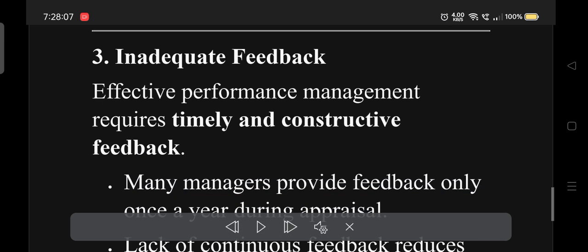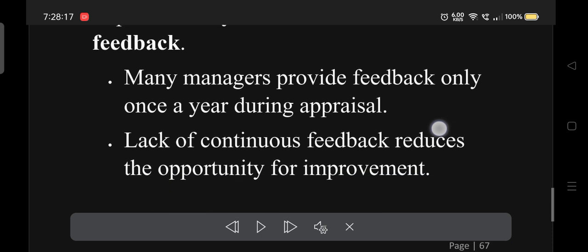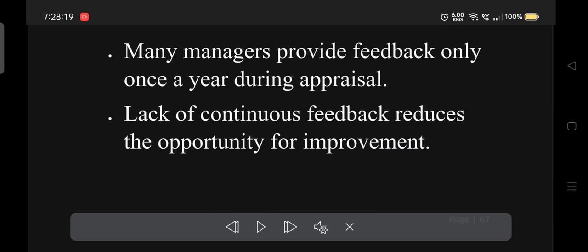3. Inadequate feedback. Effective performance management requires timely and constructive feedback. Many managers provide feedback only once a year during appraisal. Lack of continuous feedback reduces the opportunity for improvement.